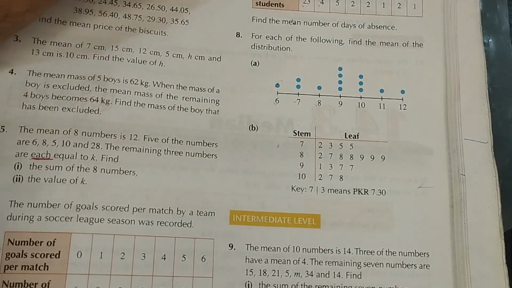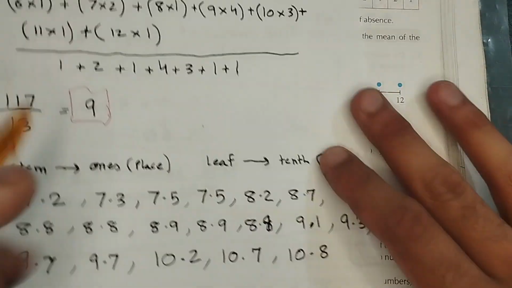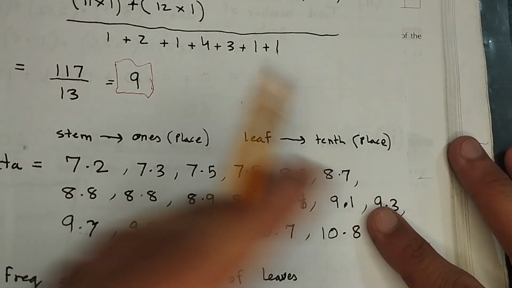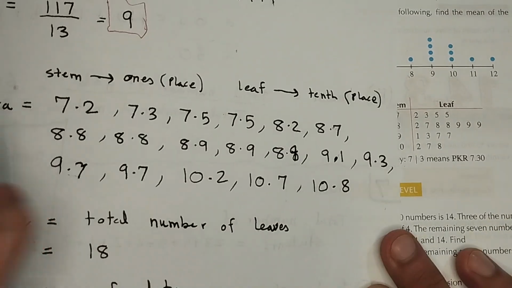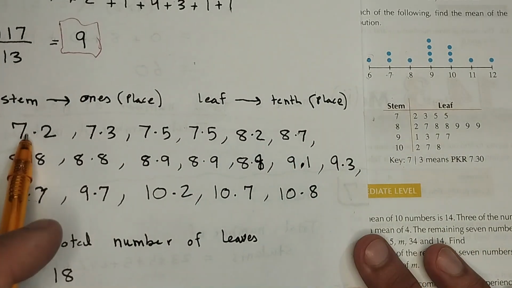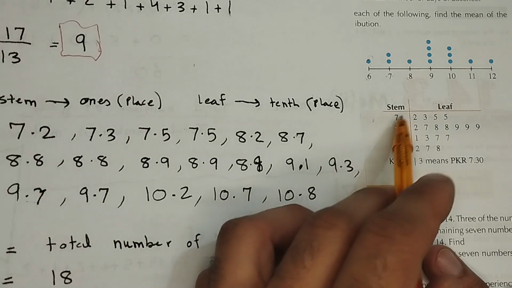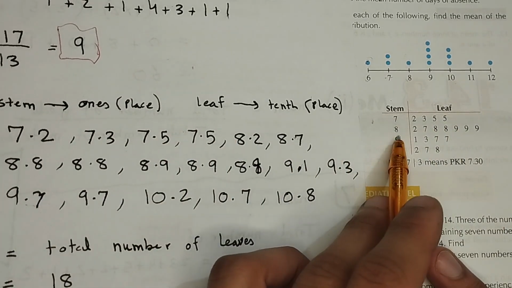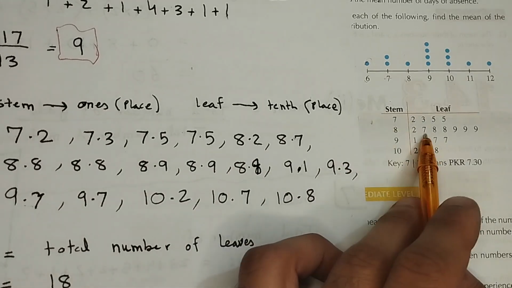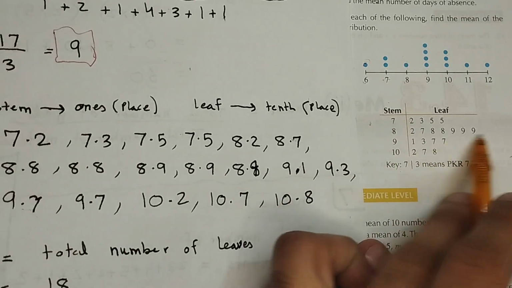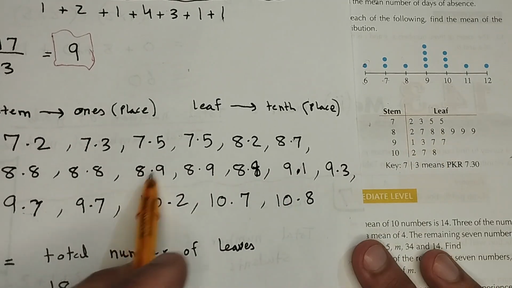You're just going to have to interpret the data first. That's exactly what I did here. I first simply wrote stem is equal to 1's place and leaf is equal to 10's place, just as a reminder to myself. Then you can see all the data, I interpreted it. Okay, 7, 2, so 7.2, 7 and 3, so 7.3, 7 and 5, so 7.5, and 7 and 5 again, so 7.5. Then we had 8 and 2, so 8.2, 8 and 7, 8.7, 8 and 8, so 8.8, again 8 and 8, so 8.8. Then 3 times we have 9, so 8.9, 8.9, 8.9.